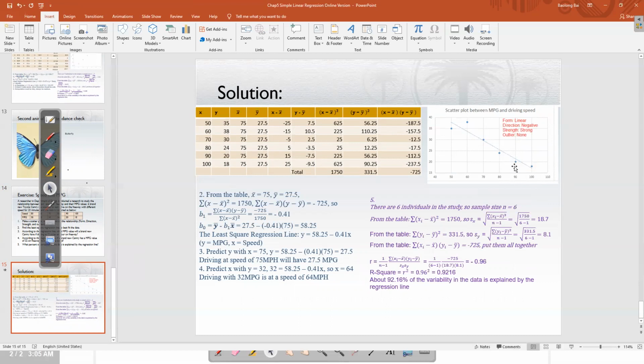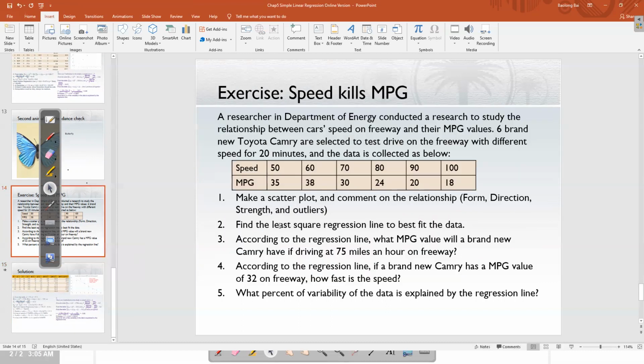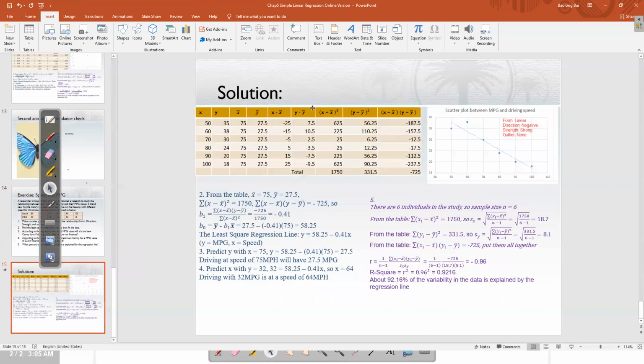Negative, strong linear relationship, and there don't seem to be outliers. Next, find a regression equation to fit the data. So again, you need to make a worksheet. I'm not going to require you to make a worksheet like this in the exam, and I think not even on the homework. I will give you the majority of the worksheet done, but we'll leave maybe one or two lines blank.